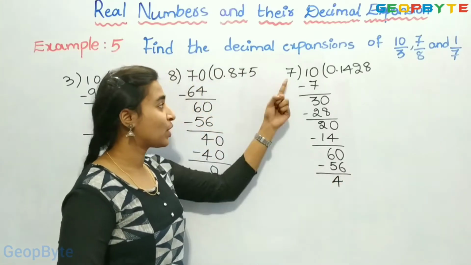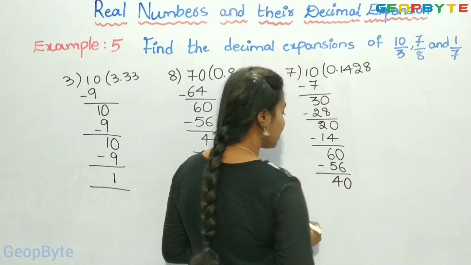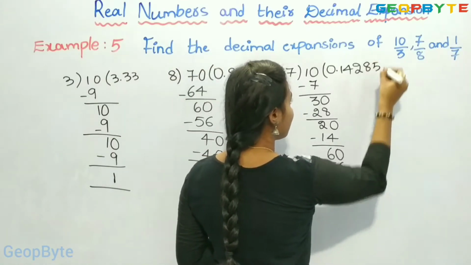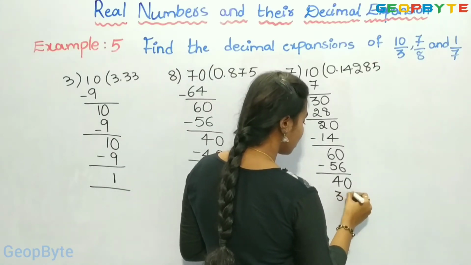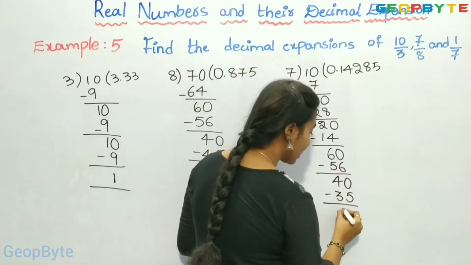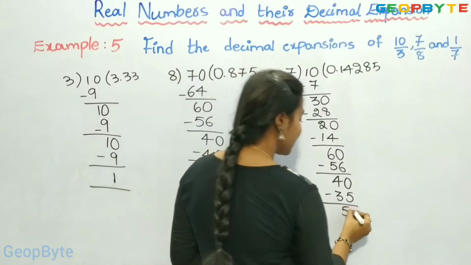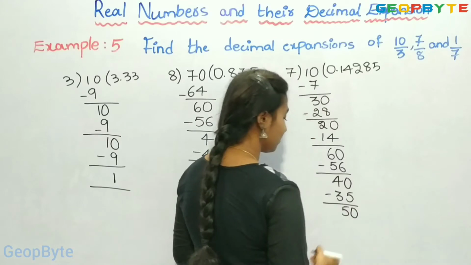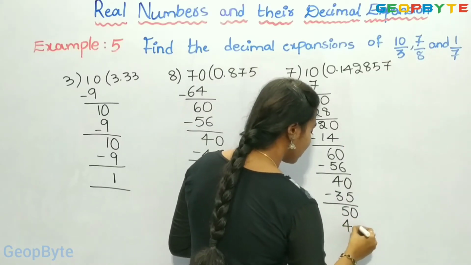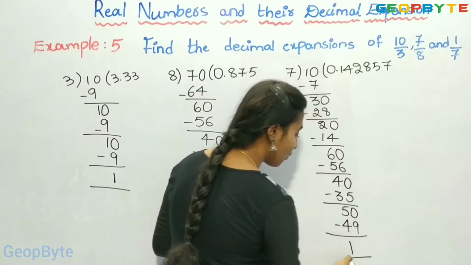Again 4 is smaller than 7. Now let us take a 0 again. Now 7 5s are 35. 40 minus 35, 5. Again let us take a 0. Now 7 7s are 49. So 50 minus 49, 1.